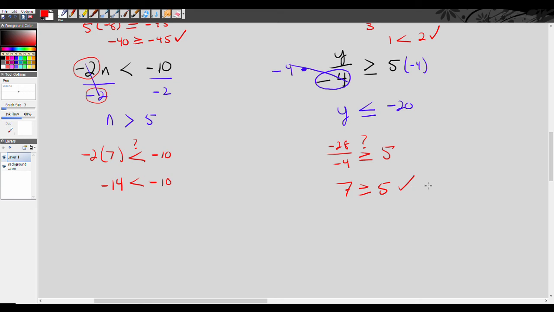So I hope this helps you to understand the basic steps for solving one-step inequalities.